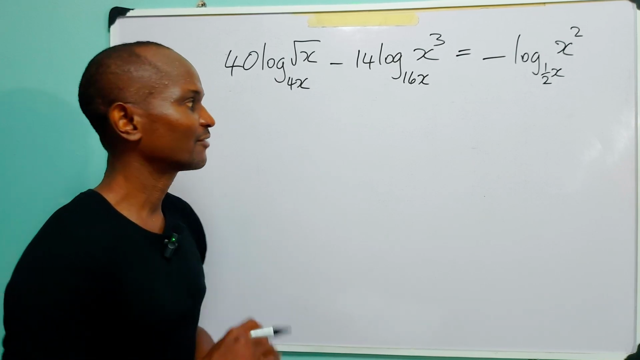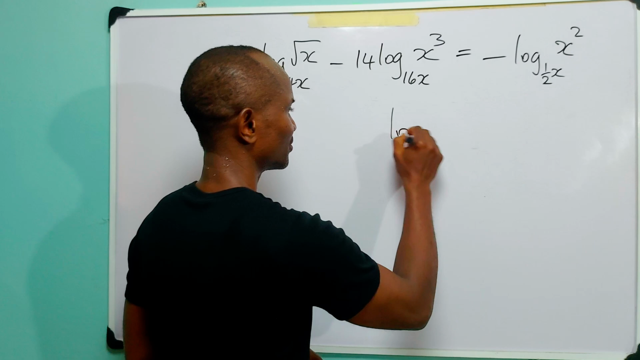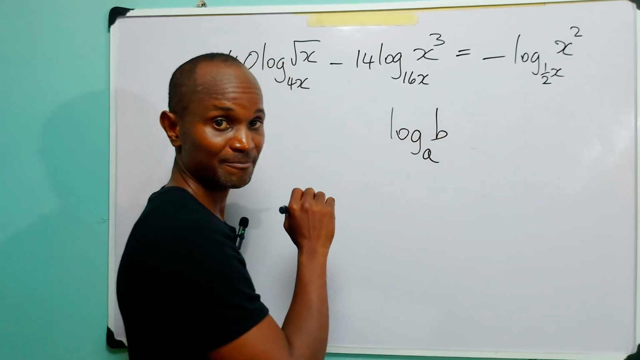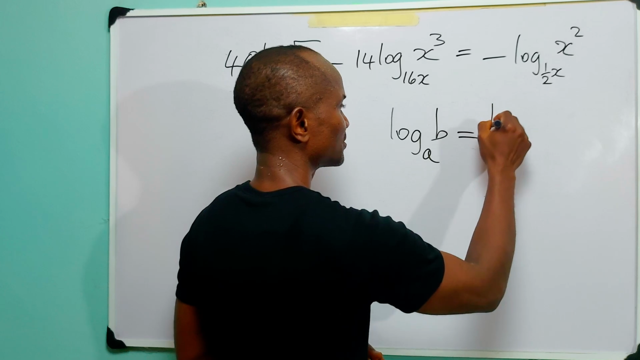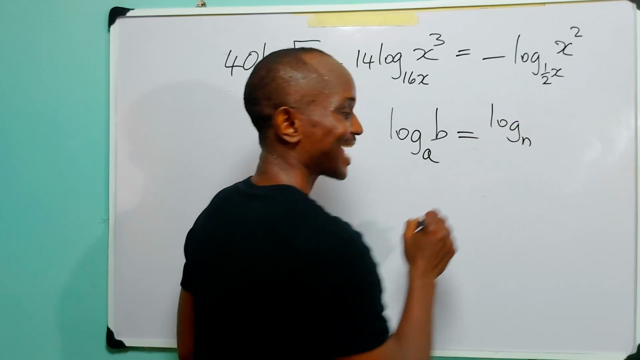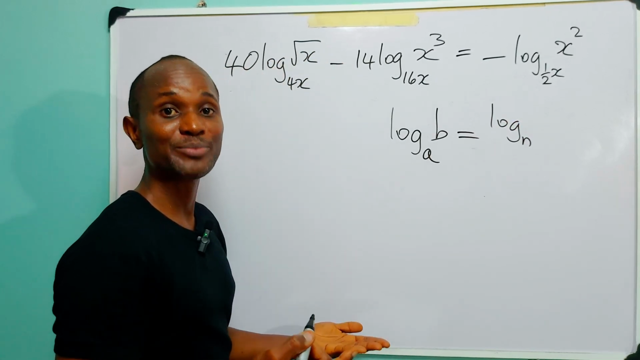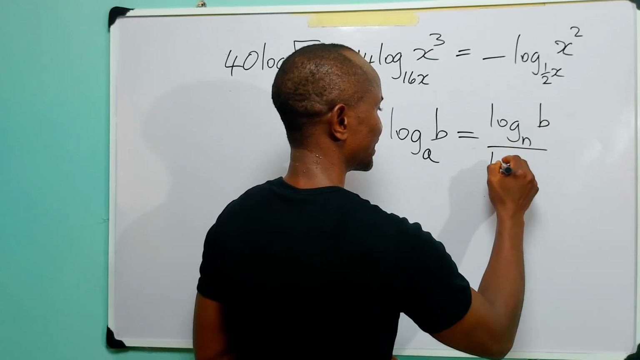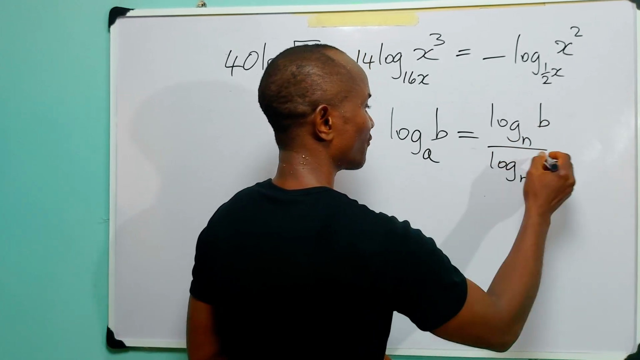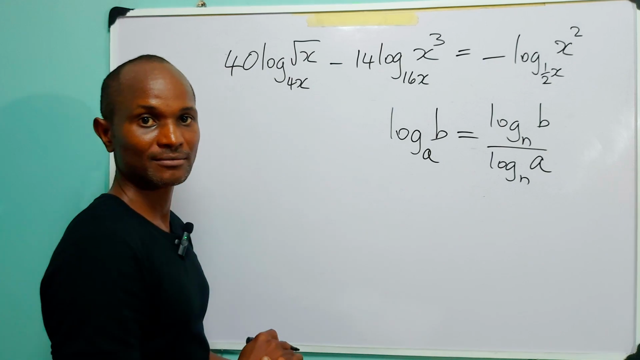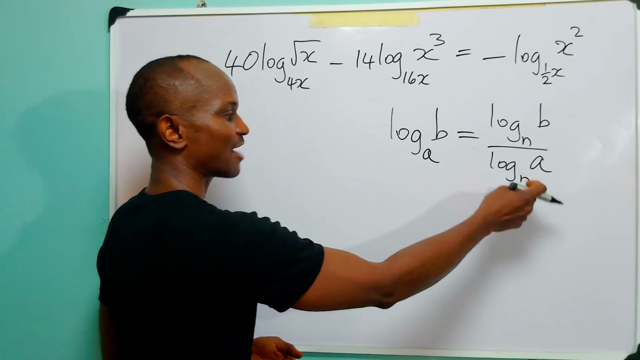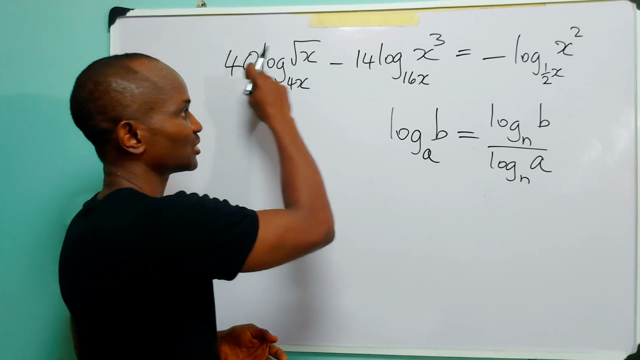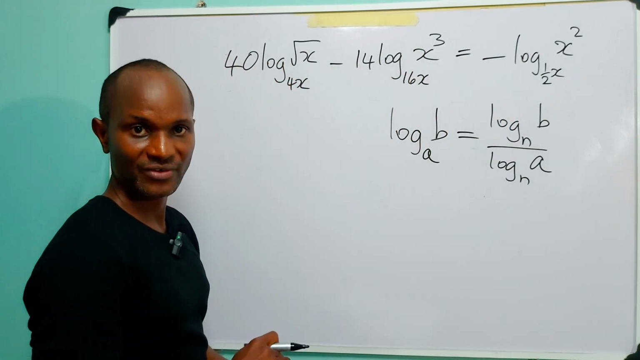formula. Now that formula says that if we have a logarithm to base a of a number b, this is equal to log to base n, where n is the new base, of the number b, divided by log to base n of the old base a. In doing this, we have changed from base a to base n. But back to the equation we have at hand.